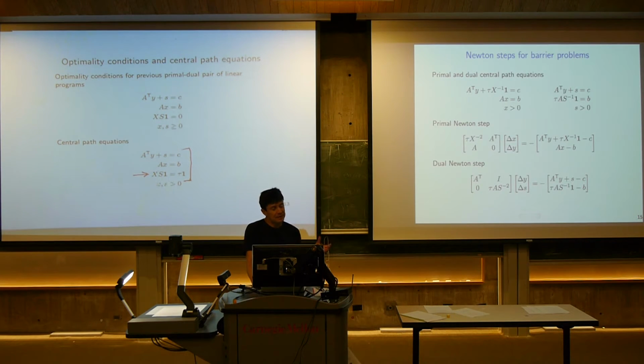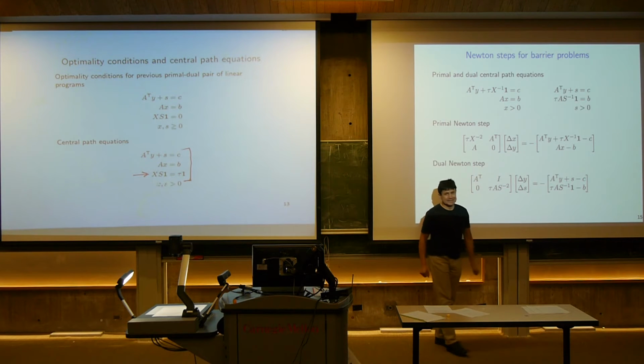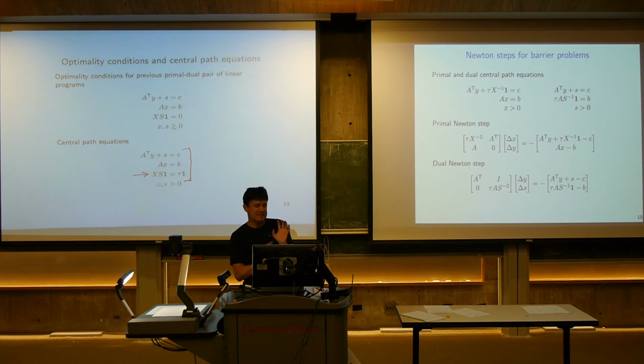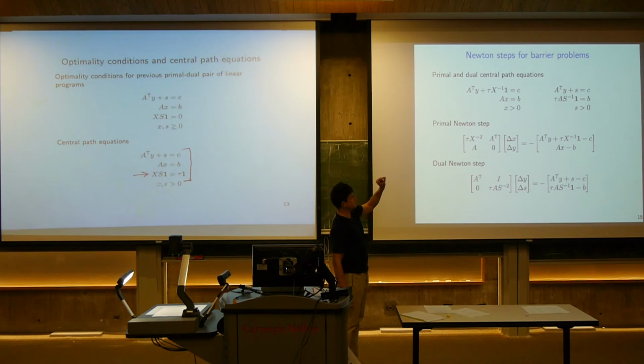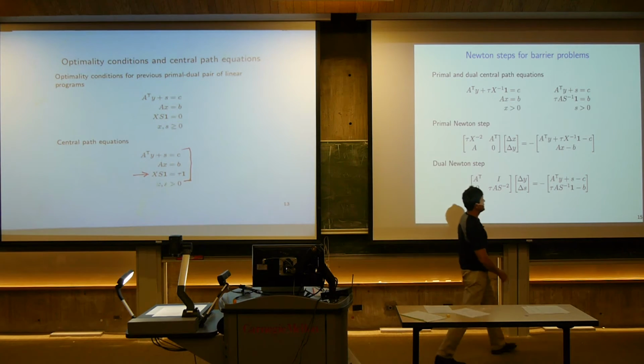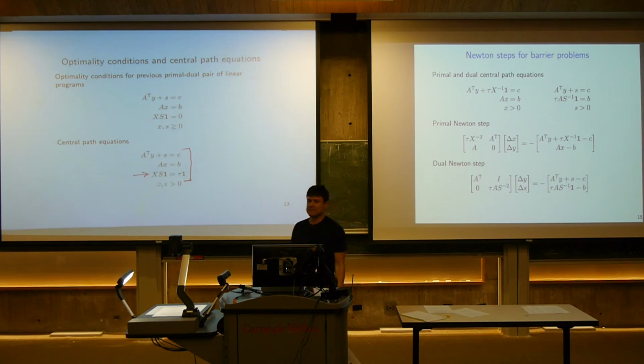So in particular, if you think about, say, the primal problem, then the primal central path equations will be the first system of equations. That is the equations you get if you eliminate s. Okay, so you don't explicitly deal with s as a separate variable, but you think about s as tau x inverse 1. So then you get that the primal central path equations are the first system of equations. Or if you eliminate x, then the dual central path equations are those equations there.